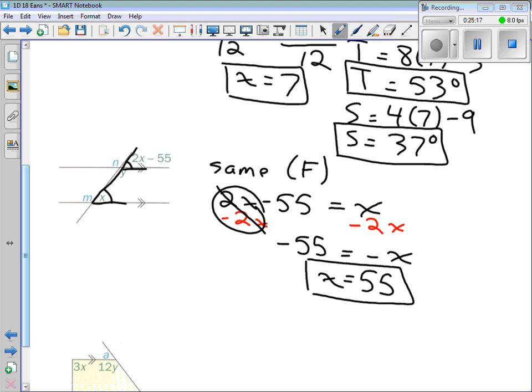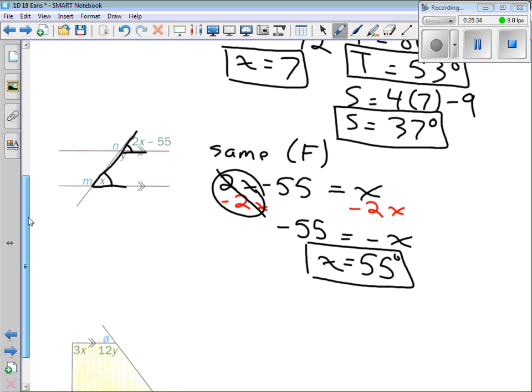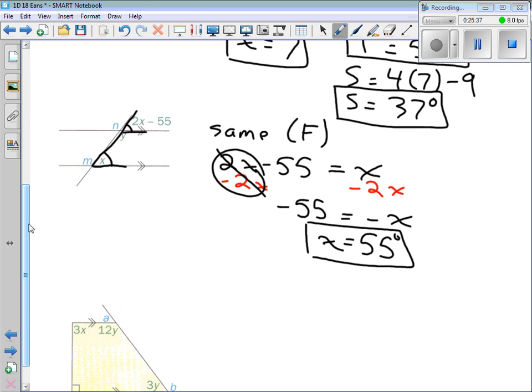Am I done? No, because I want to go back and figure out all these angles. Well, x was one of my angles right here. So I got x is 55 degrees. The angles that I need to find are y, m, and n. Those are the three unknowns that I have here. So once I know that this angle right here is 55, what can I do about these other angles, m and n? Let's start with m.